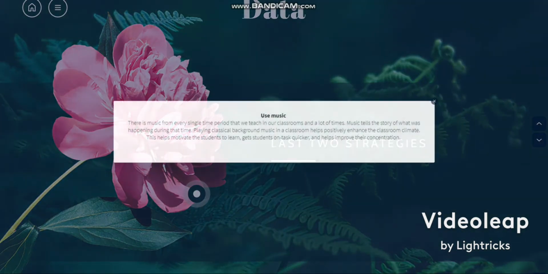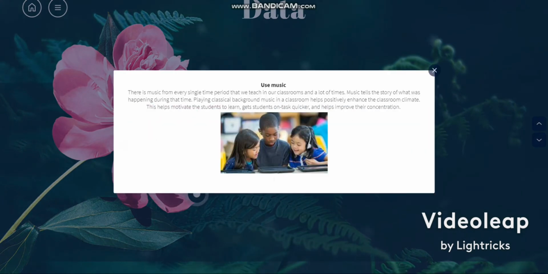And next, of course, use music. There is music from every single time period that we teach in our classroom, and a lot of times music tells the story of what was happening during that time. Playing classical background music in the classroom helps positively enhance the classroom climate. This helps motivate the students to learn, get students on task quicker, and improve their concentration.